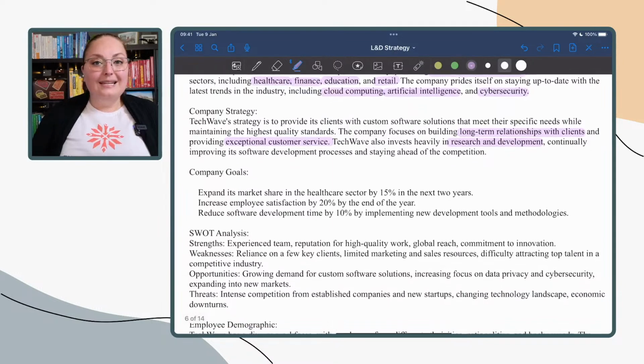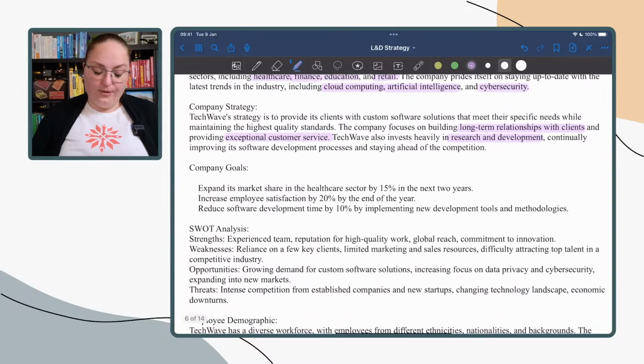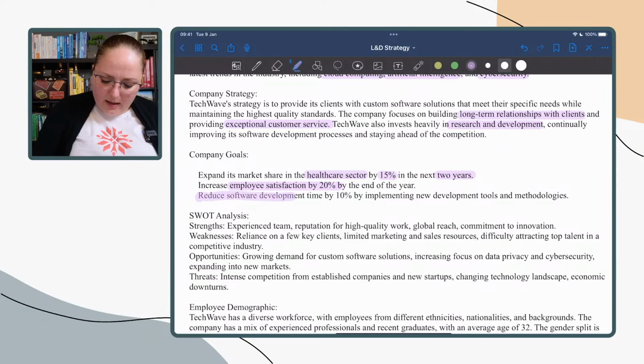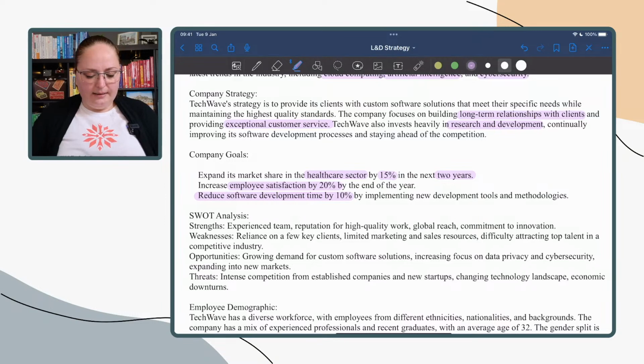Good. Let's take a look at 3 company goals. Expand its market share in the healthcare sector by 15% in the next 2 years. Okay, so healthcare, 15%, 2 years. Good. Increase employee satisfaction by 20% by the end of the year. Okay, we need to check what the current employee satisfaction is. And then reduce software development time by 10% by implementing new development tools and methodologies. Okay, this is very interesting.